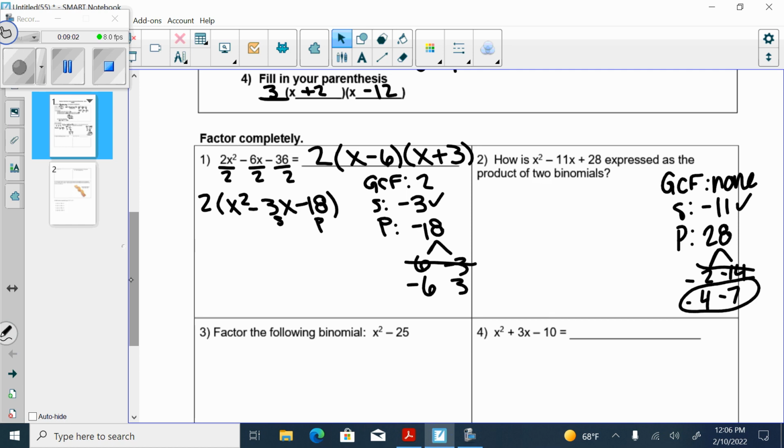Okay. So now I write my final answer. First we would put our GCF, but we didn't have one, so I don't have to put anything in front. So I just make my first parenthesis. I'm going to put x. What was our first number? And then another parenthesis with x. Good.